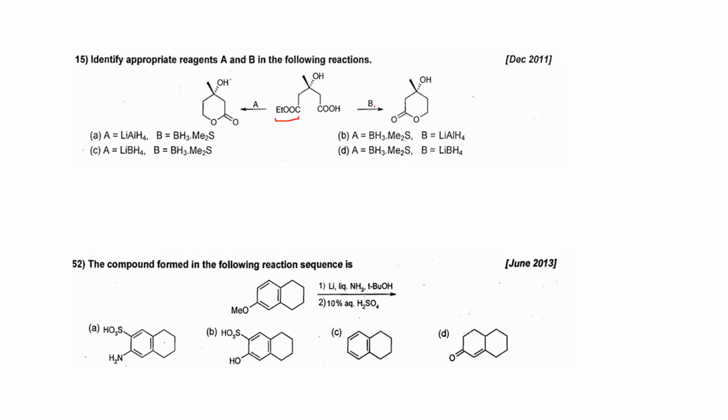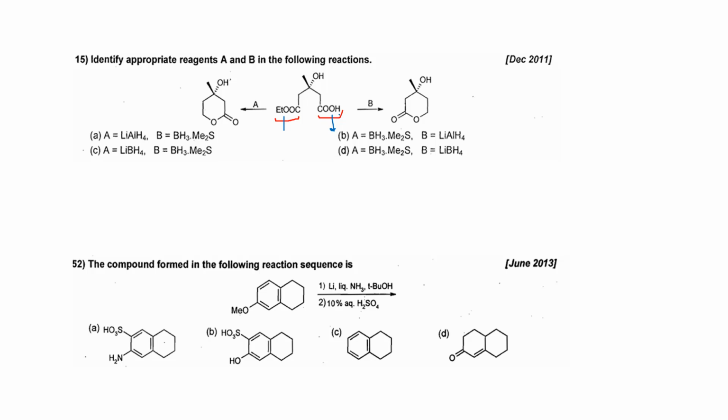In case of lactone ring. In case of B, see there is a carbonyl group but there is no such carbonyl group. That means this acid group will be reduced here and attack this ester group and form this lactone ring. Now that means in case of A, we have to specifically reduce this ester group, and in case of B, we have to specifically reduce this acid group. So you have to choose the reagent.